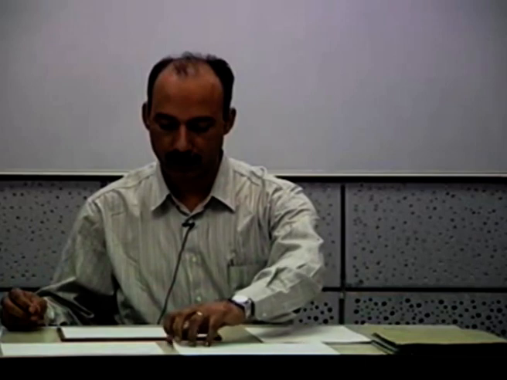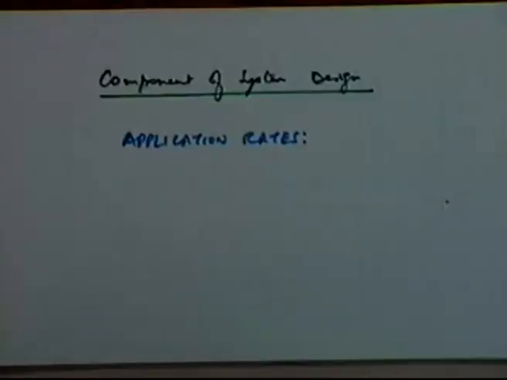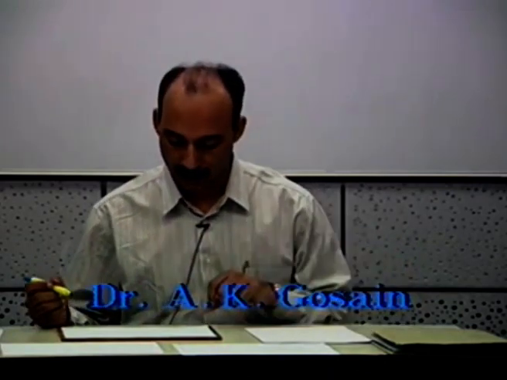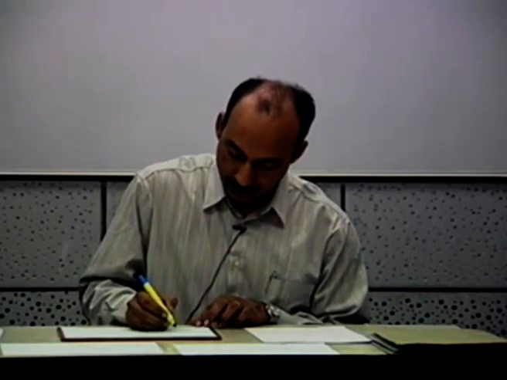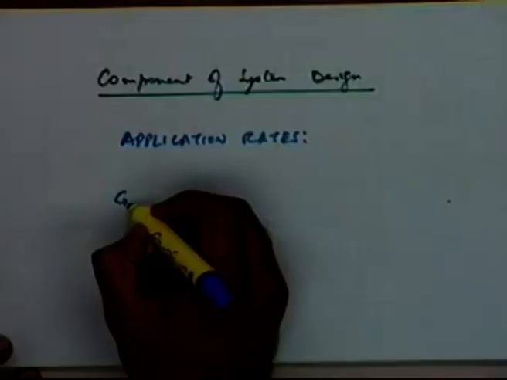In the last lecture we had started looking at the components of system design, and we had started with the application rates. We had said that the application rate is of two types. One is gross application rate and the other is the net application rate, because these two can be very different depending on the conditions prevailing in the area. Let's look at the various expressions which we use to get the gross application rates and the net application rates.